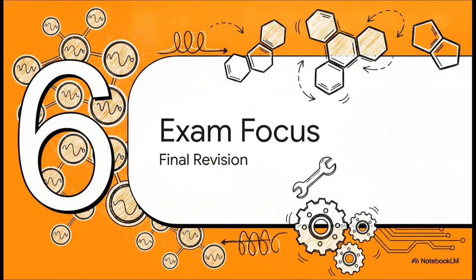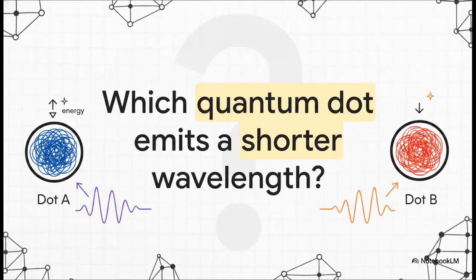All right, let's bring it all together in Section 6, Final Revision and Exam Focus. This right here is a classic test of the confinement effect. Imagine you have two dots made of the exact same material, cadmium selenide. Dot A is tiny, just a 2 nanometer radius. Dot B is a bit larger, with a 6 nanometer radius. Think about it carefully for a second. How do their band gaps compare, and which one is going to emit the shorter wavelength?